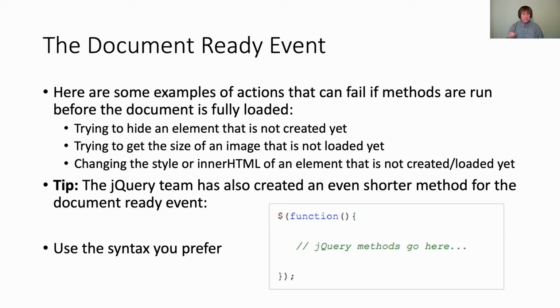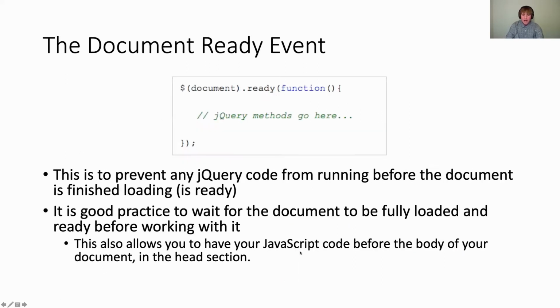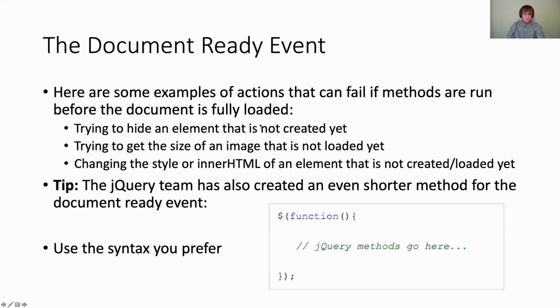The jQuery team has also created an even shorter method for the document ready event, and you'll see that right here in this example. If you look right here, you'll see the $ sign, and then I have an anonymous function, and then I have my block of code. Essentially, if I go back, it is this anonymous function right here. So if I put a $ sign, I can get rid of document.ready because it's so commonly used. All your jQuery code is going to go in there. And if you're not sure, I recommend you put it in the ready function so you don't get an error. So you can use the syntax you prefer.